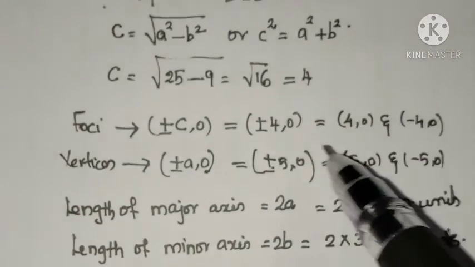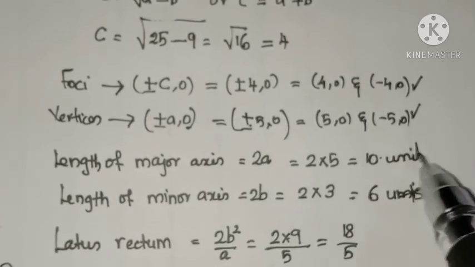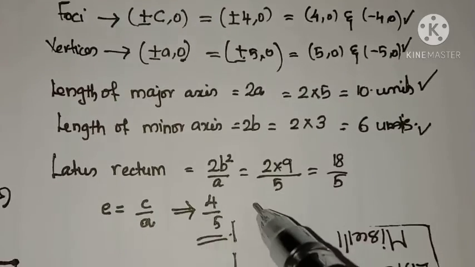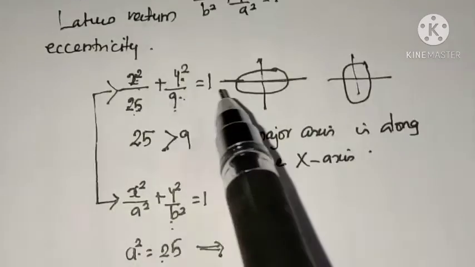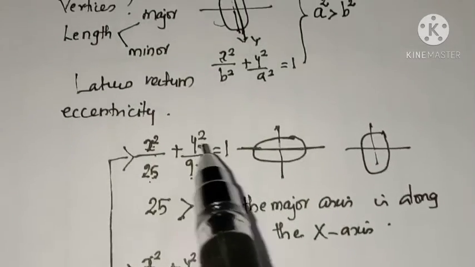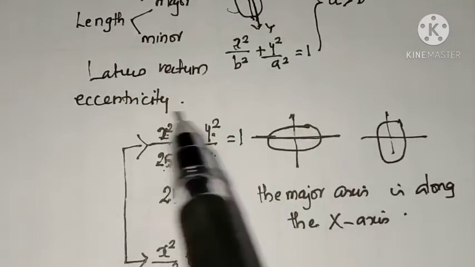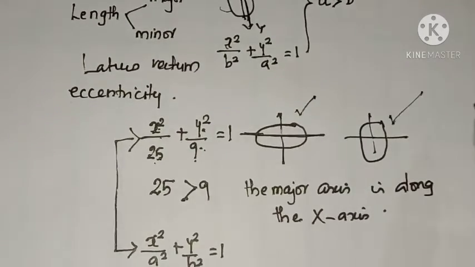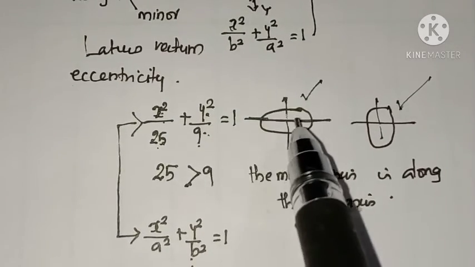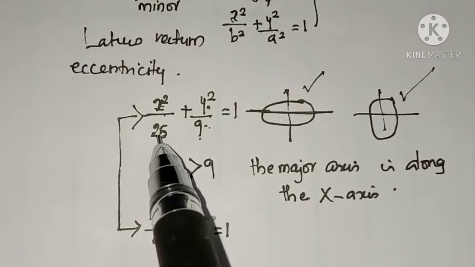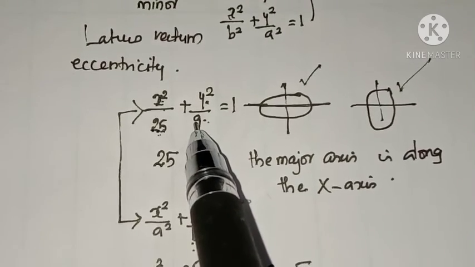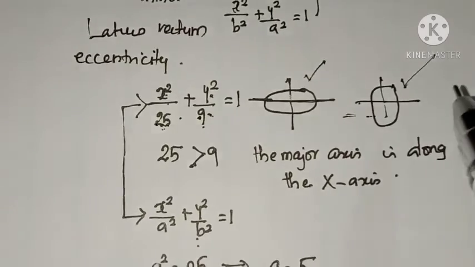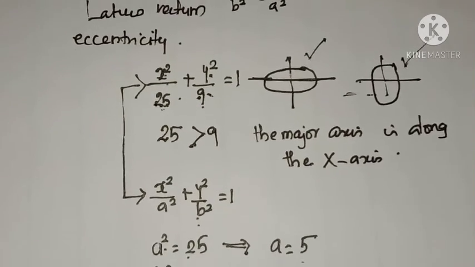Okay, so easily we can find the foci, vertices, length of major axis, length of minor axis, latus rectum and eccentricity from the given equation of an ellipse. For this, first we want to identify whether the given equation is a horizontal ellipse or a vertical ellipse. It is horizontal only when the denominator of x square is greater than the denominator of y square. Otherwise, it becomes a vertical ellipse. Okay. Now see another question.